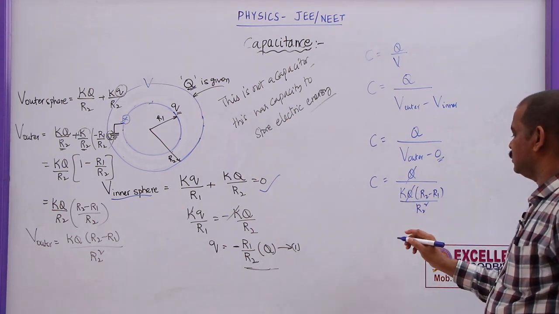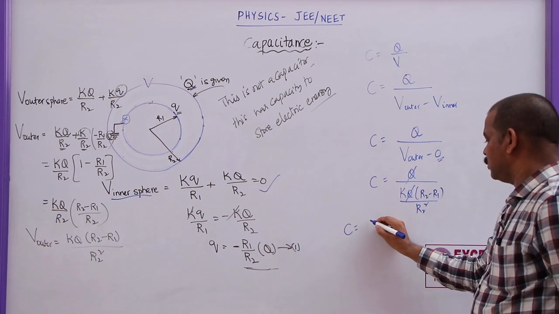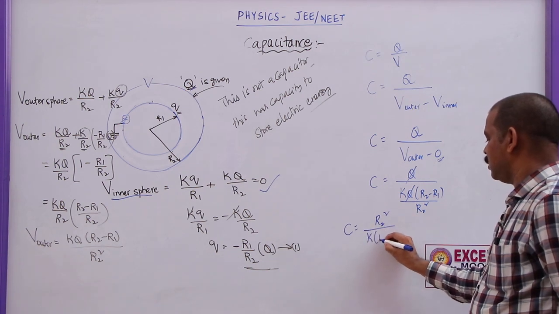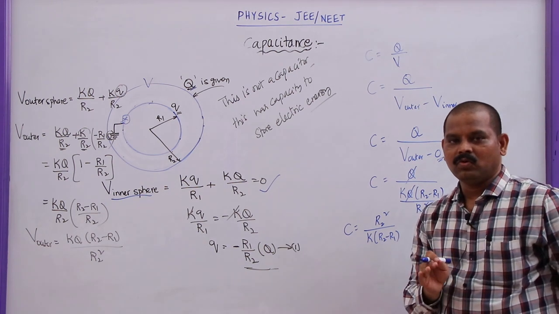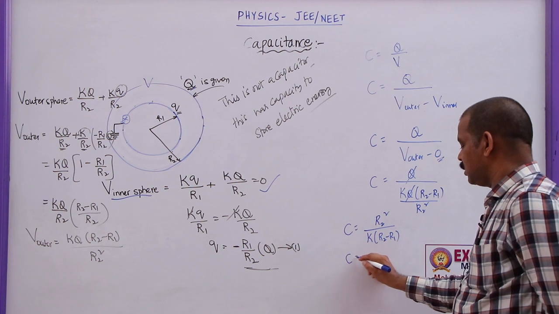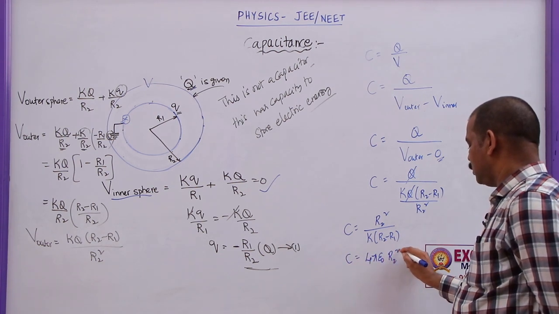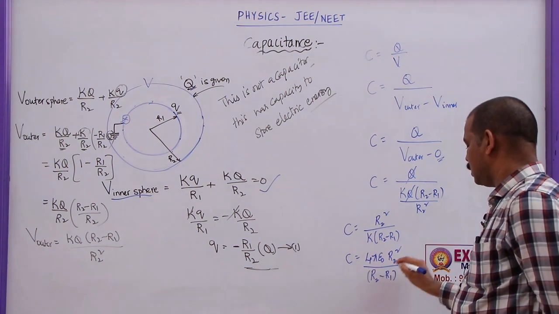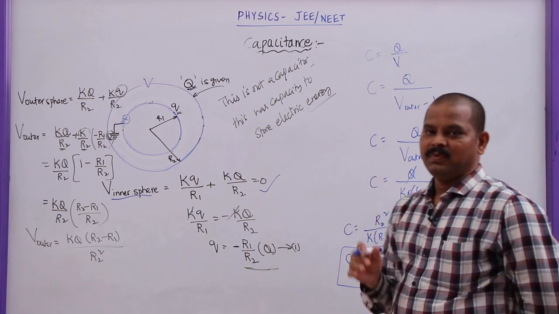Here Q gets cancelled. So C is equal to, if you bring this up, r2 square by k into r2 minus r1. We know k is equal to 1 by 4 pi epsilon naught. What is 1 by k? 4 pi epsilon naught. So this is 4 pi epsilon naught r2 square by r2 minus r1. So this is the capacitance of this spherical capacitor.